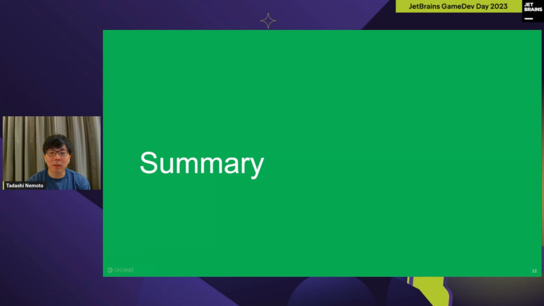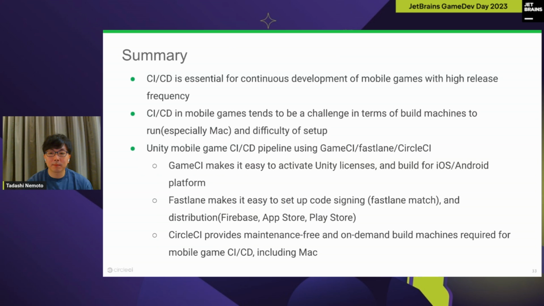At last, I'd like to summarize the key points. First, I talked about how CI/CD is essential for continuous development of mobile games with high release frequency. However, CI/CD in mobile games tends to be a challenge in terms of build machines to run, especially Mac, and difficulty of setting up. In this session, I explained a Unity Mobile CI/CD pipeline using GameCI, Fastlane, and CircleCI.